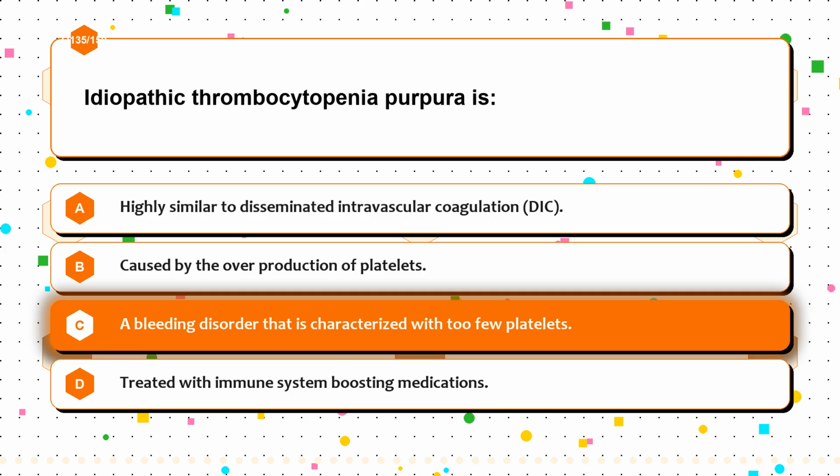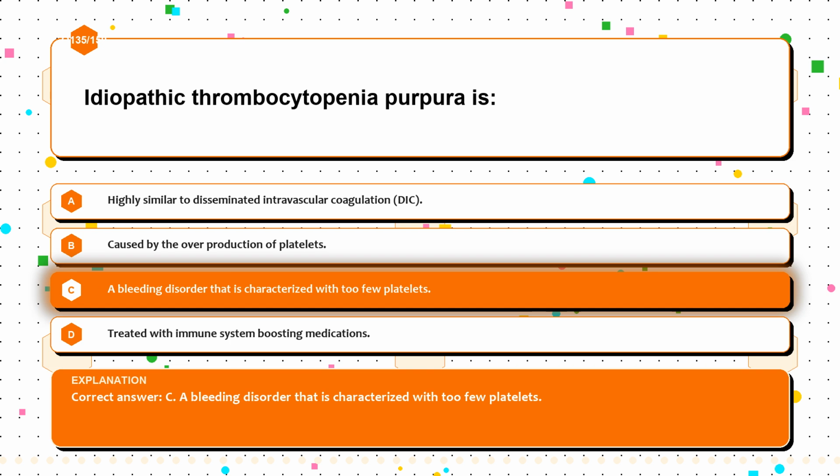The correct answer is option C. A bleeding disorder that is characterized with too few platelets. Correct answer C. A bleeding disorder that is characterized with too few platelets.